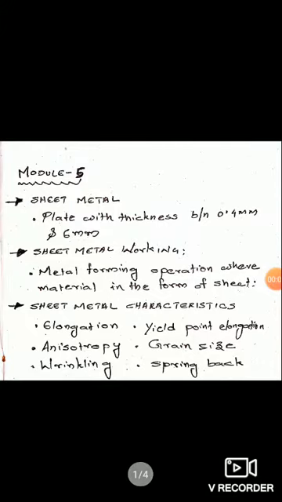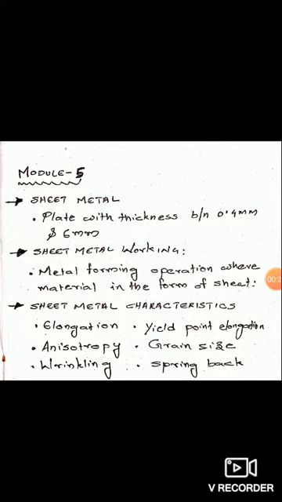Manufacturing Technology, Module 5. Sheet metal. A plate with thickness between 0.4 mm and 6 mm is usually called sheet metal. So, a sheet metal is generally considered to be a plate with thickness between 0.4 mm and 6 mm.